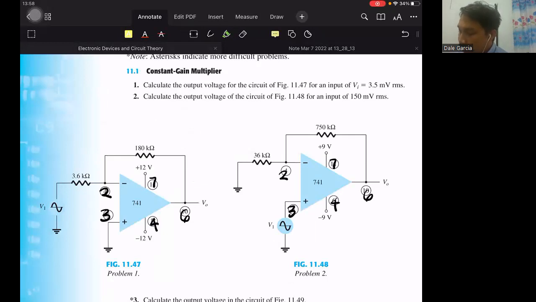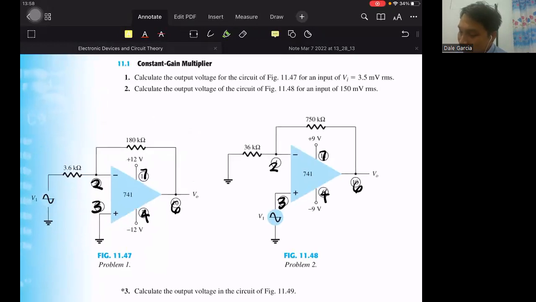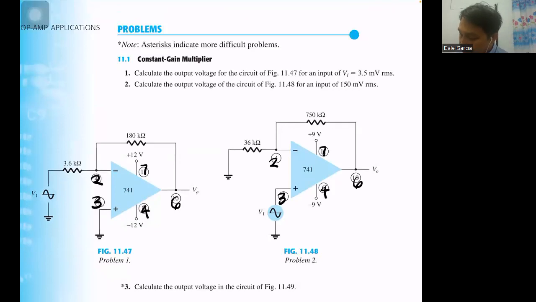So let's try to solve number 1 and number 2 first. Number 1, calculate the output voltage for the circuit for an input of 3.5 millivolts. For number 2, 150 millivolts. For number 1, first we solve the gain. Both are op-amps: the first is an inverting op-amp, the second is non-inverting.